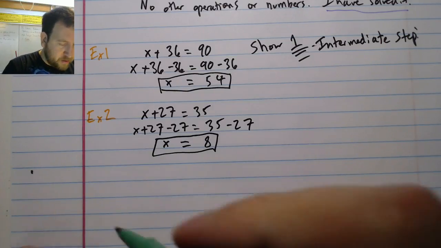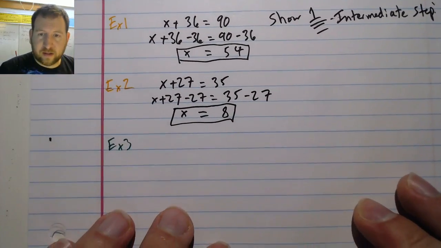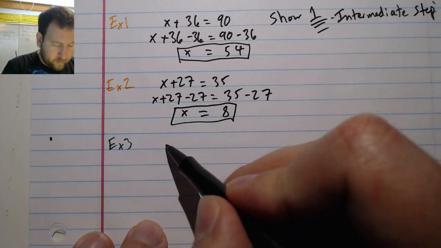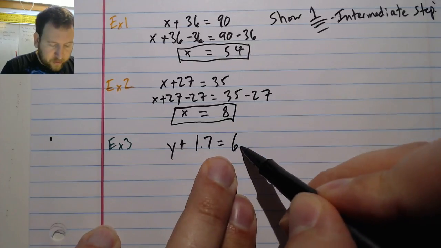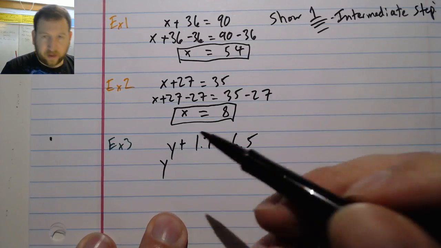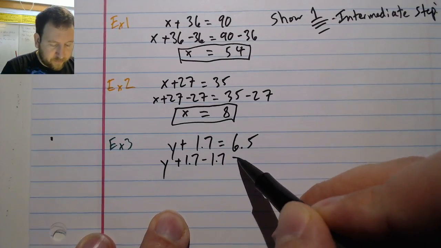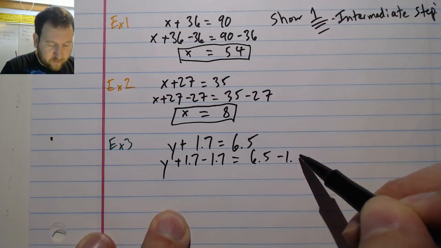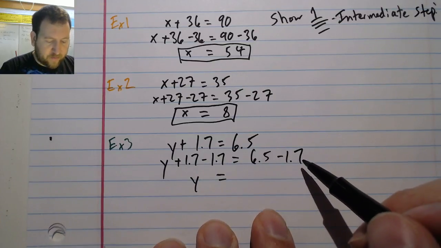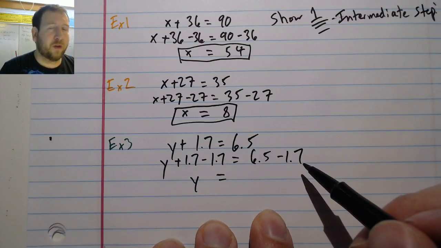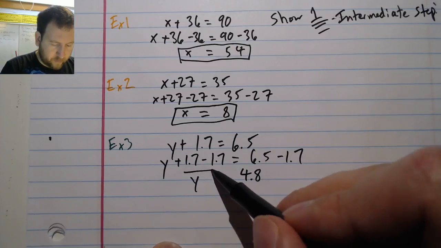Now, I dropped my marker, so I'm going to have to write my example 3 in a different color. Let's see. We've got y plus 1.7 equals 6.5. Even if they're not a whole number, I can still do it just fine. Plus 1.7 minus 1.7 equals 6.5 minus 1.7. Okay, I've got y equals 6.5 minus 1.7, which should be 4.8. Yep. There we go. Good to go.